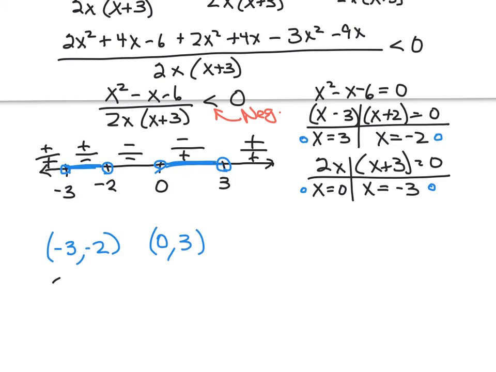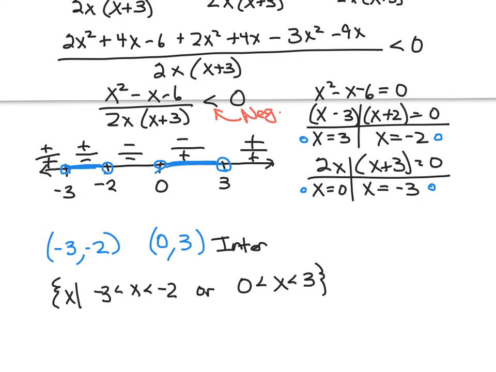To put this in set builder notation, it would be two different sets. X such that x is greater than negative 3 but smaller than negative 2, or x is greater than 0 and less than 3. Obviously, the interval notation is much easier to write down, but it depends what you're asked for.